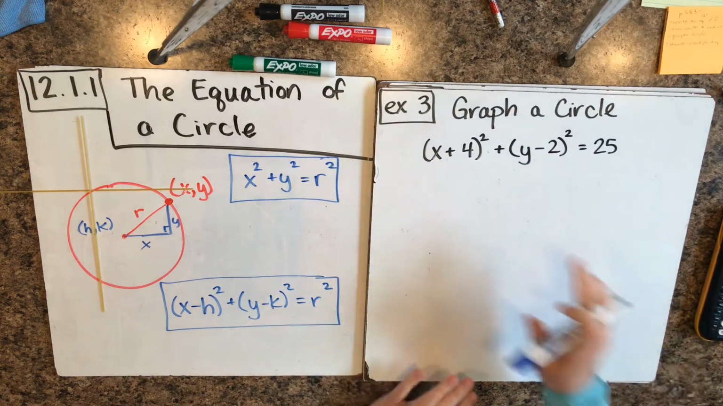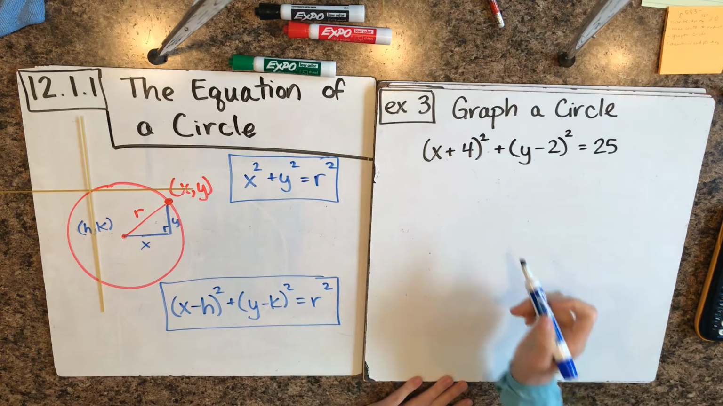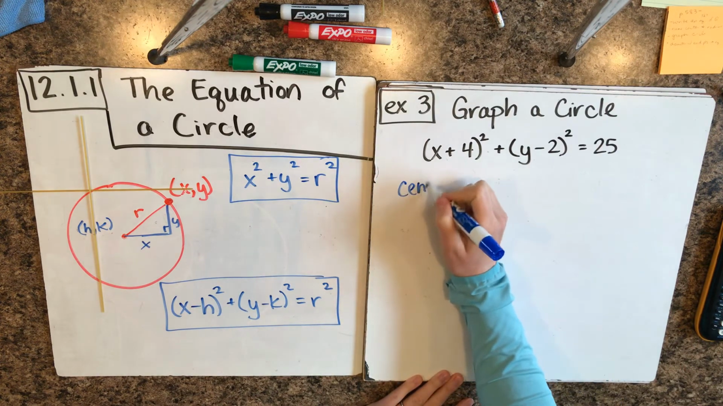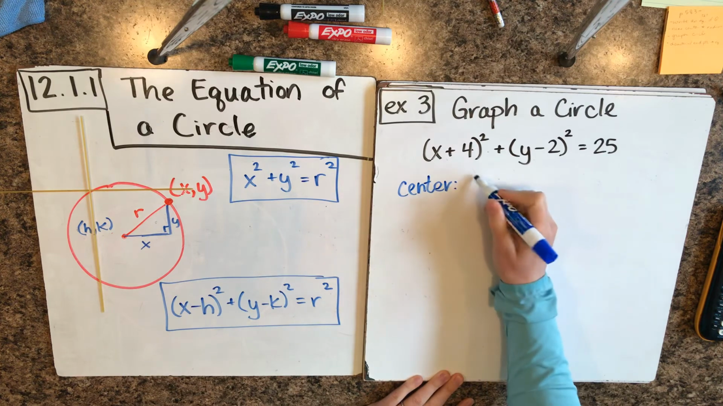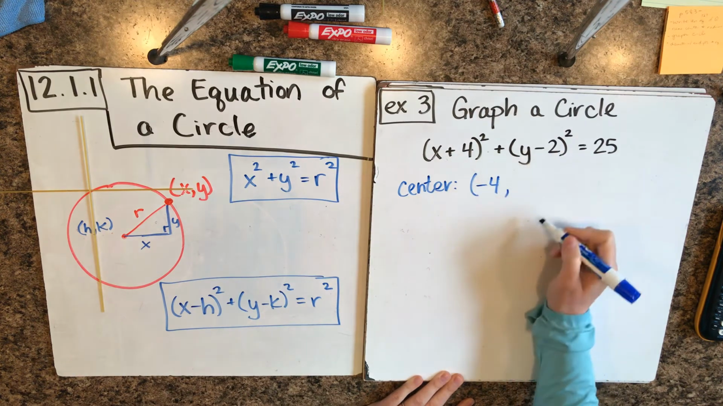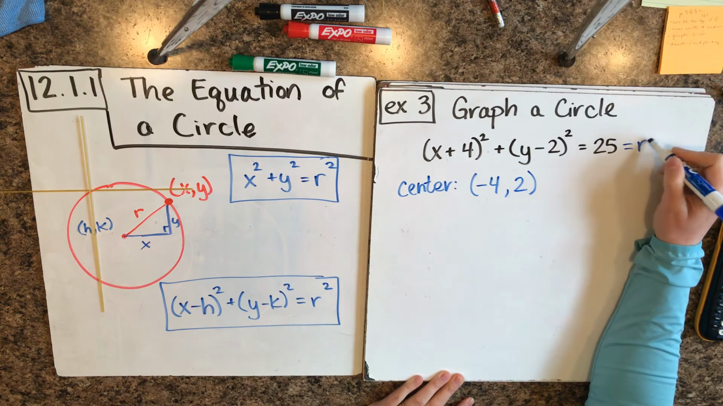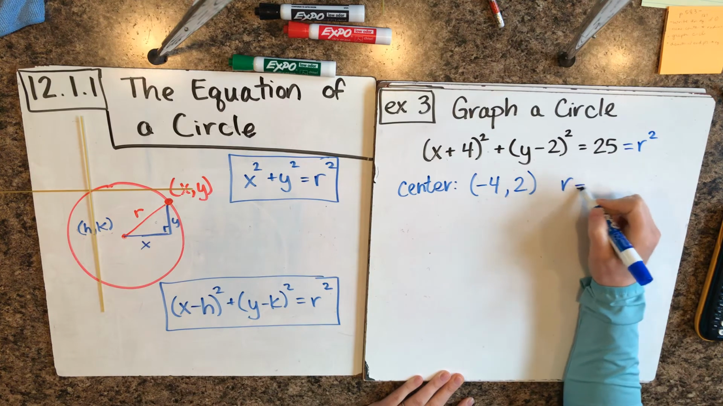Well, what if I'm actually supposed to graph a circle? And I would say if you're asked to graph a circle, it helps to first find the center. That's what we just practiced. Okay. Opposite of plus 4 is negative 4. Opposite of minus 2 is positive 2. And of course, 25 equals r squared, so the radius is 5.